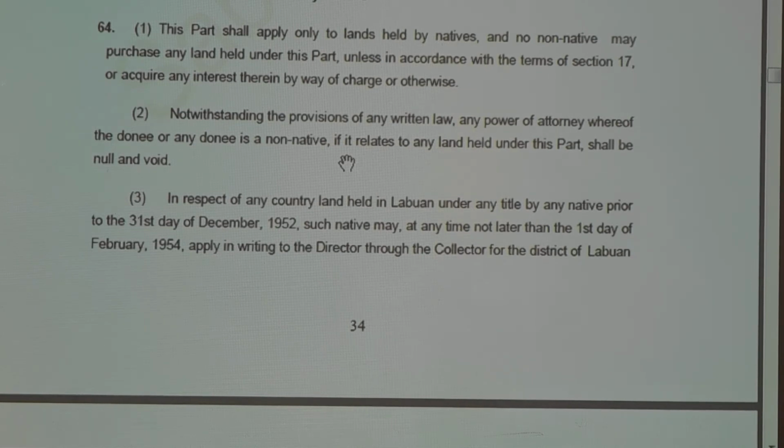If you are the owner of a country lease, nothing to do with native title, nothing wrong with you as a native giving a power of attorney over your country lease in favor of your Chinese boyfriend. Okay, I hope that illustrates the point. We'll go back to.